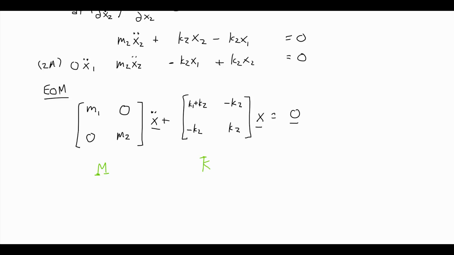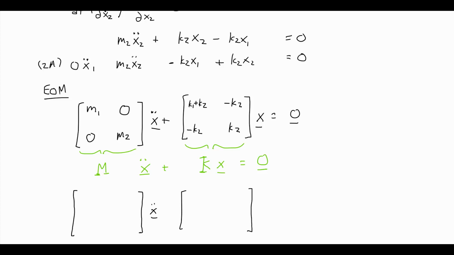All right, so just so it's clear, we have our M matrix, this 2 by 2, times x double dot plus Kx equals 0. So we've identified the stiffness matrix K and the mass matrix M. Now I will put in numeric values, since that's what we're going to need to get our natural frequencies and our mode shapes. So I started algebraically and now fill in the numbers.